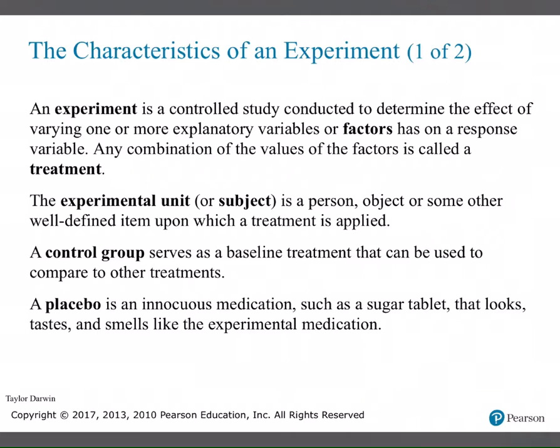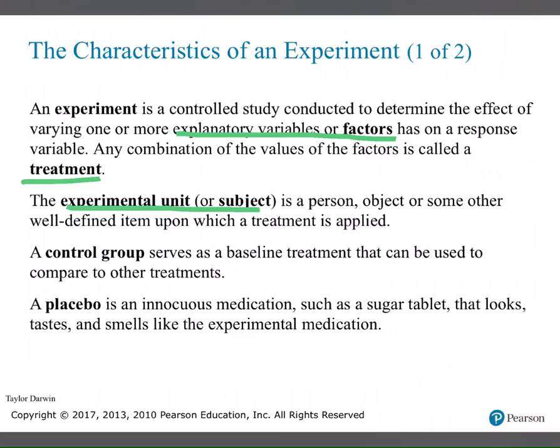An experiment is a controlled study conducted to determine the effect of varying one or more explanatory variables, or factors, has on a response variable. Factors is just another word for explanatory variables. Any combination of the values of the factors is called a treatment. The experimental unit or subjects, basically what we're looking at, is a person, object, or some other well-defined item upon which a treatment is applied.